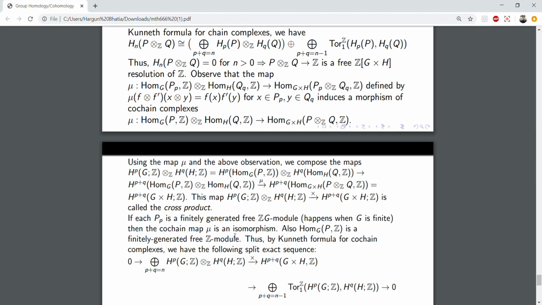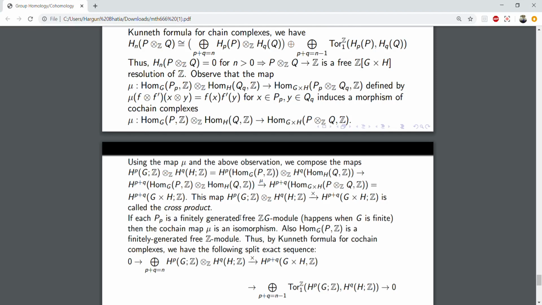Also, if P is a finitely generated free ZG module, and I take this cochain complex, then this cochain complex is composed of modules that are all free, finitely generated free Z modules. I mean, they are free, that's the point. So then I can apply the Künneth formula for these. Künneth formula for which cochain complexes? This Hom_G(P, Z) and Hom_G(Q, Z).